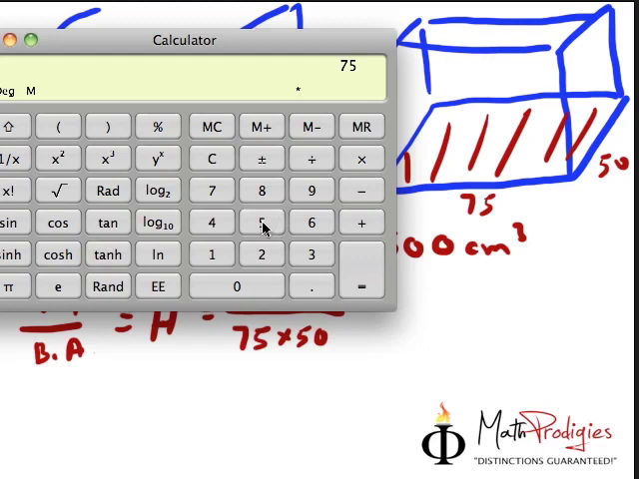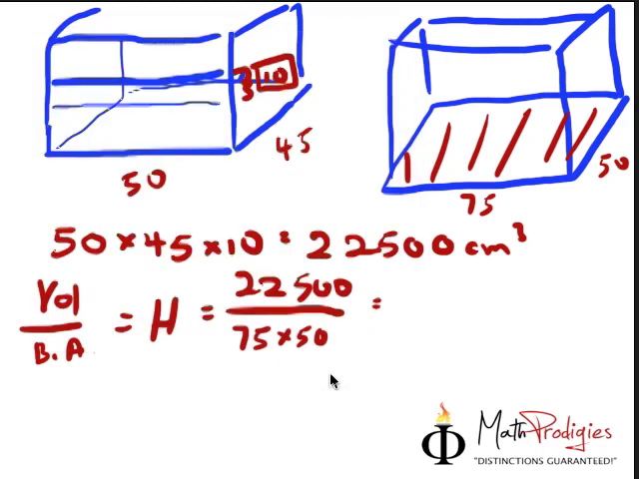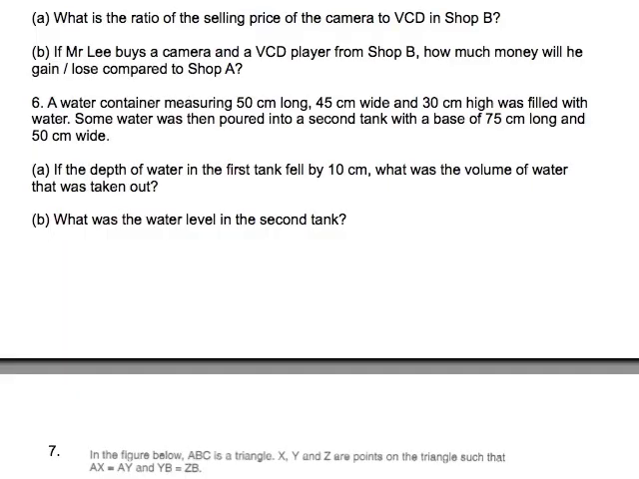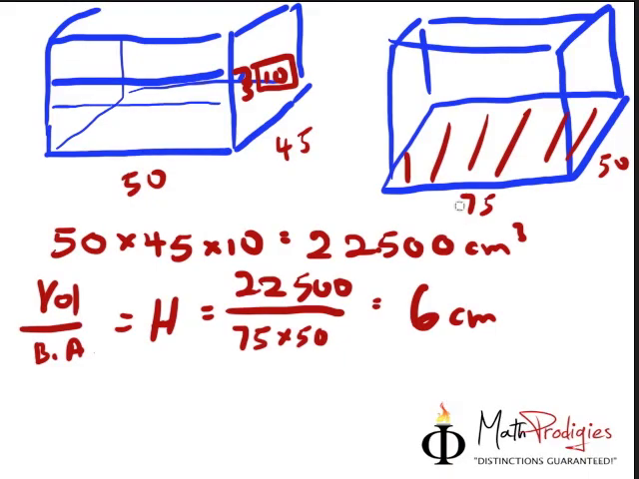75 times 50 will give you the base area, which is 3,750, and you just take 22,500 divided by 3,750. That will give you the answer of 6 cm. Therefore, the answer for part B, the level of water in the second tank, is 6 cm. If you got that one right, high five to you, because you are a math prodigy. Good job.